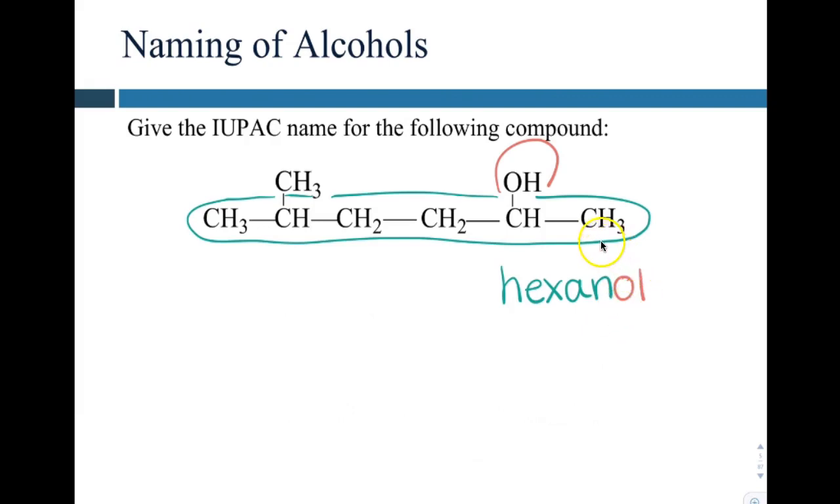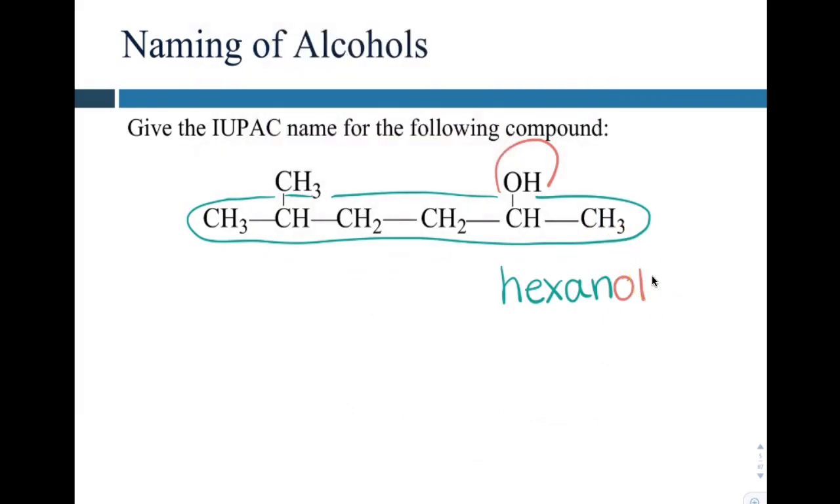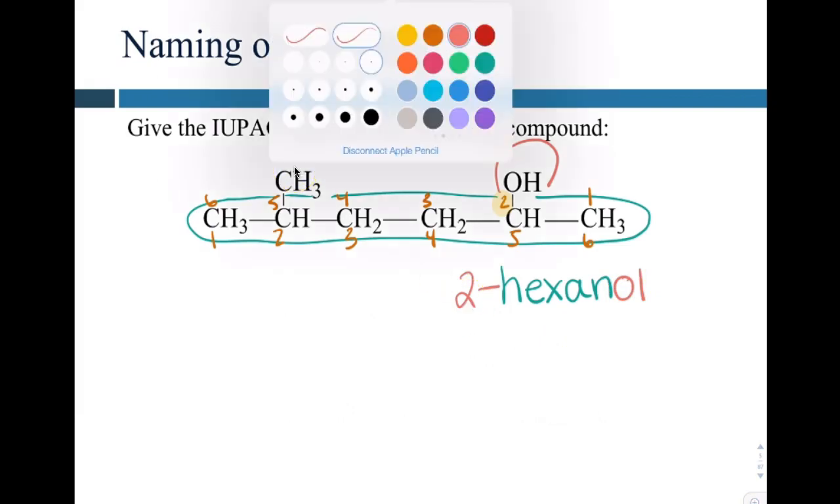And so we can number our carbons in a few ways. Looking at the numbering of our carbons here, we can say 1, 2, 3, 4, 5, and 6, moving from left to right, or we can say 1, 2, 3, 4, 5, 6, moving from right to left. And as you can see, our numbering on the top is a lower number, and so my alcohol is going to get a lower number of 2. So we'll say 2-hexanol. Where is the alcohol? It's on carbon 2.